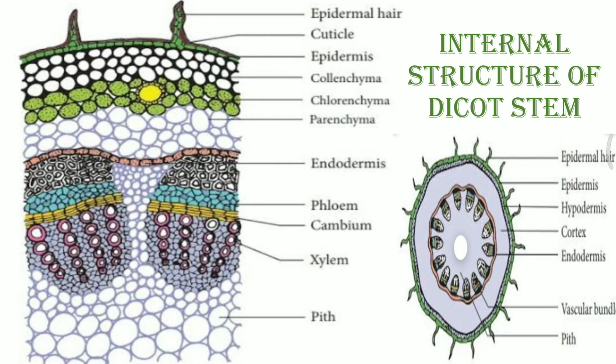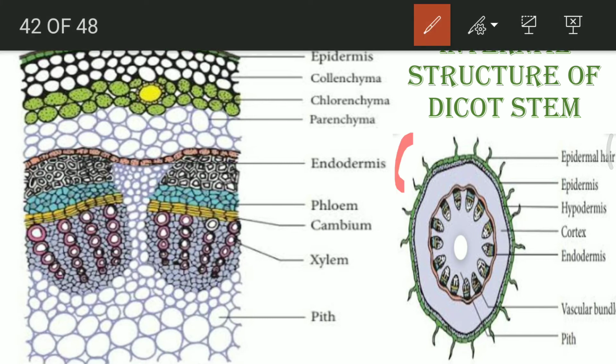Again, the endodermis has barrel-shaped cells. The cells are closely arranged. They have starch grains within this endodermis. And please remember, this is very important: because of the presence of starch grains, this endodermis layer is also known as the starch sheath. So that is the only difference from the normal cells.